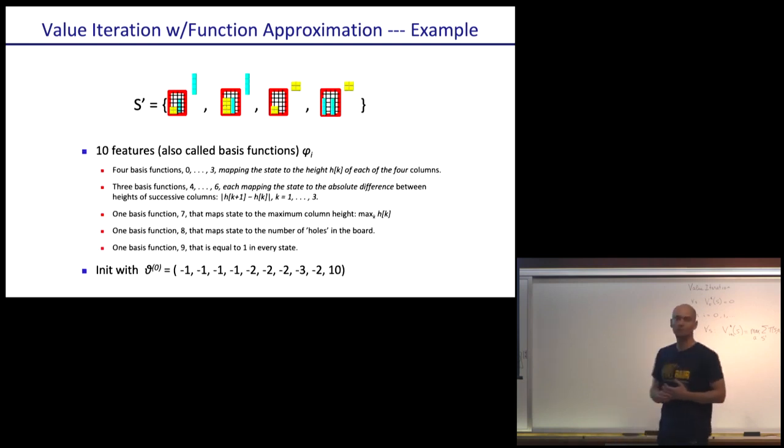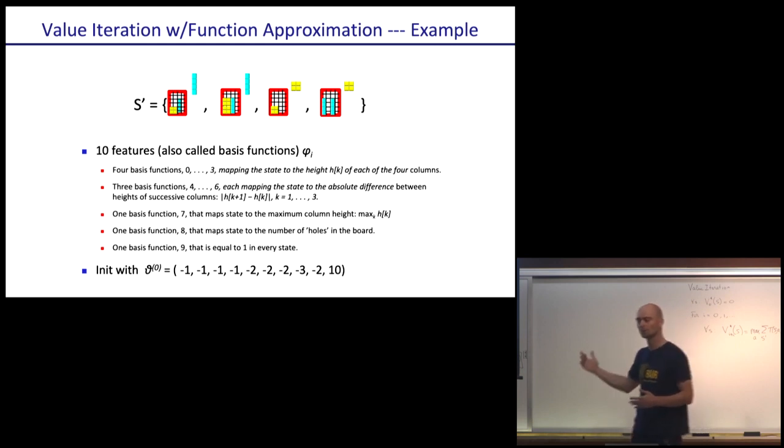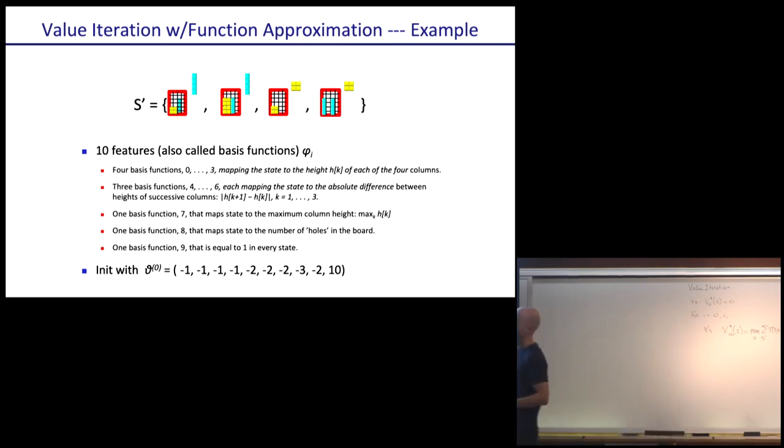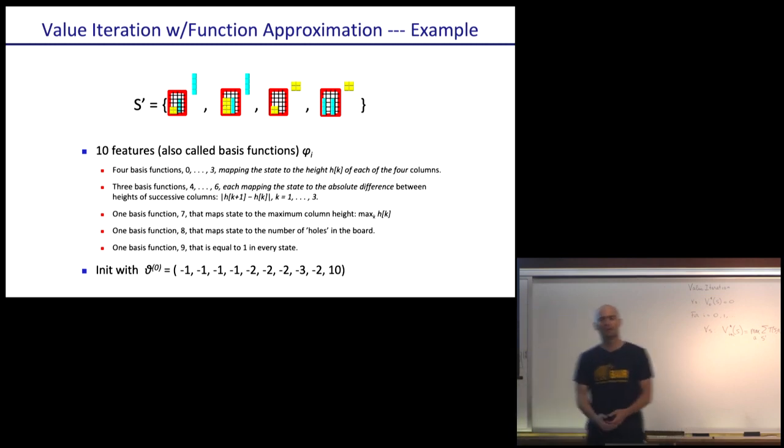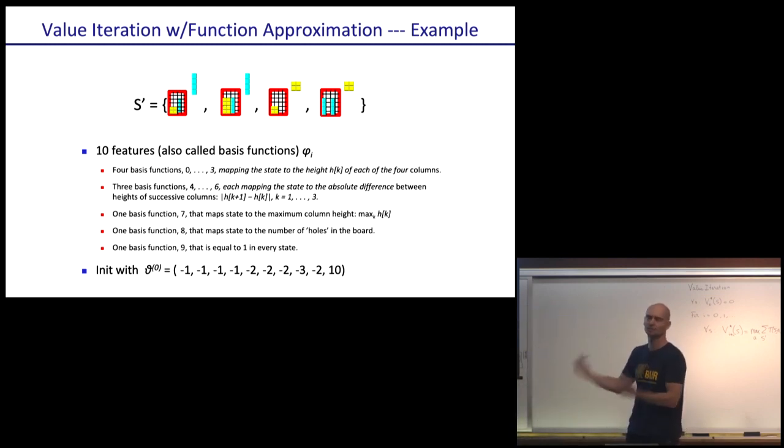We'll have slightly less than 22 features here because there's not 10 columns. It's a narrower board. But we'll have the same types of features that I mentioned before, just on a smaller board, which ends up being 10 features. So: height of each of the columns, delta between neighboring columns, maximum height over all columns, number of holes, and one entry that's always 1. We initialize theta 0 this way. Why this way? I mean, that clearly doesn't look like random numbers. I picked it this way because I can easily step through the next set of slides and show you how it works out. The math works out not too complicated.